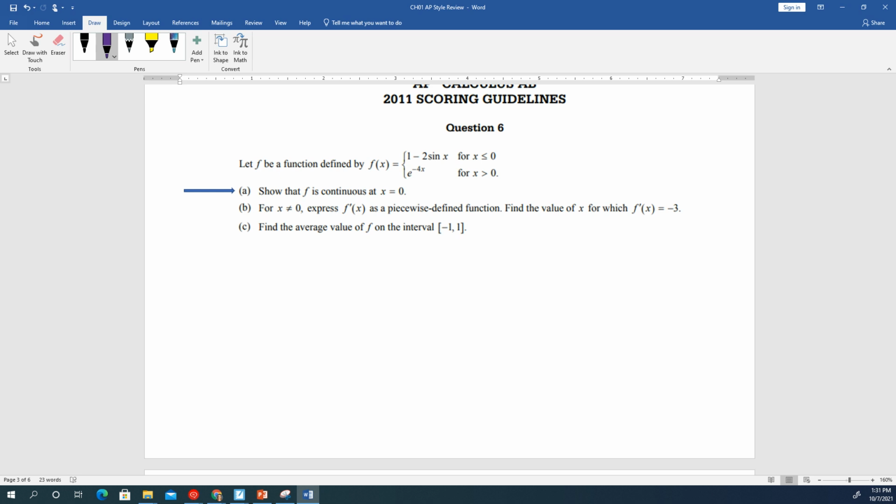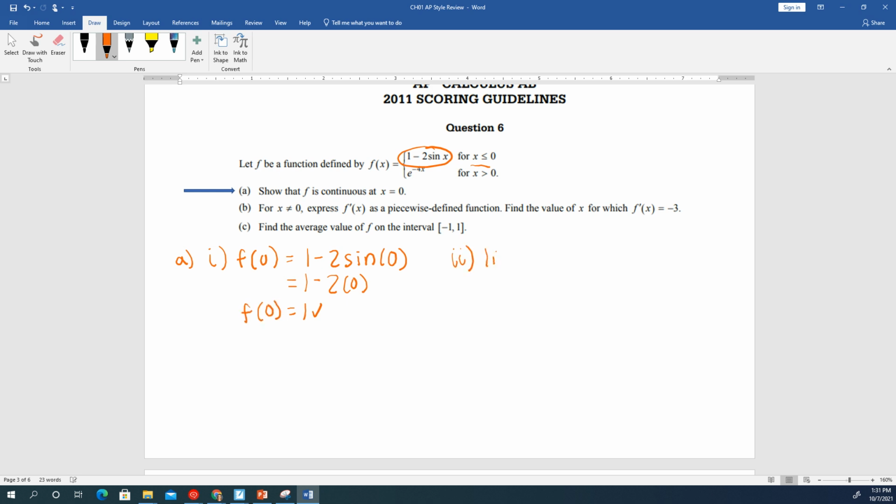All right. I'm going to start going through this one. Okay. Does f of 0 exist? I would use, when x is equal to 0, this piece. 1 minus 2 sine of 0. Oh, guys, you gotta know sine of 0 is 0. So we get 1. Okay, f of 0 exists, and it's 1.